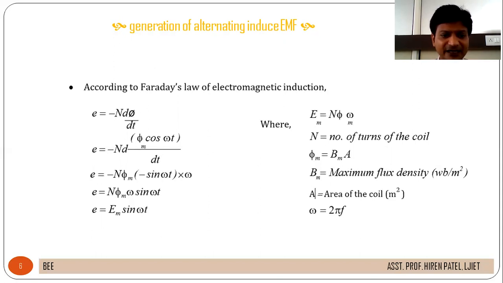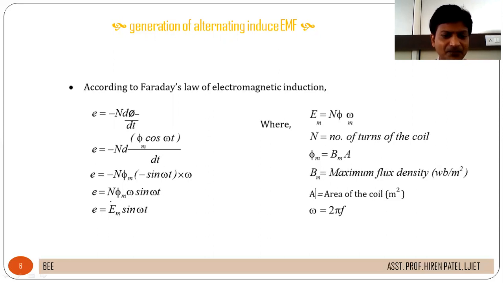We are considering this component, so we place phi m cos omega t in place of this phi. Now, if we differentiate with respect to t, cos omega t gives a minus sin omega t. So finally we have E equals N phi m omega sin omega t.